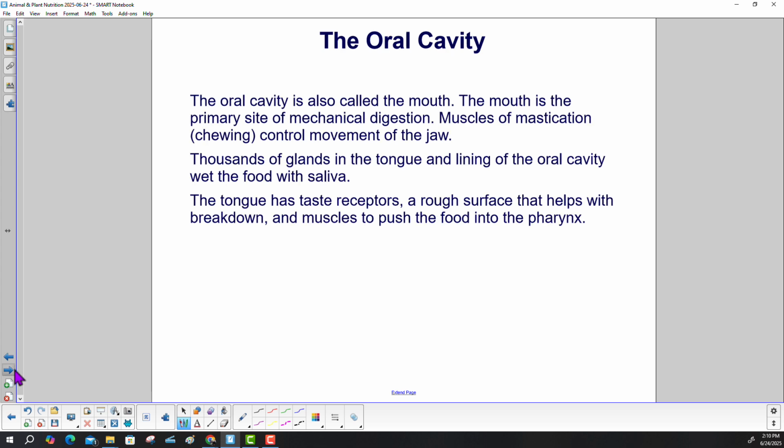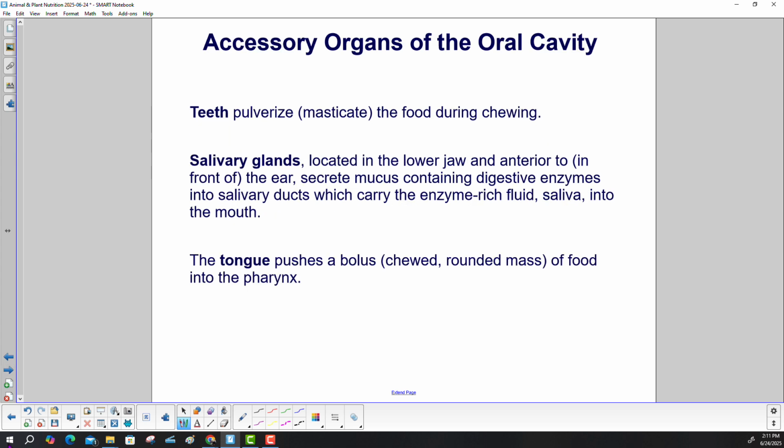The oral cavity is also called the mouth. The mouth is the primary site of mechanical digestion. Muscles of mastication, that's just a big word for chewing, control movement of the jaw. Thousands of glands in the tongue and lining of the oral cavity wet the food with saliva. The tongue has taste receptors, a rough surface that helps with breakdown, and muscles to push the food into the pharynx. The teeth pulverize or masticate the food during chewing.